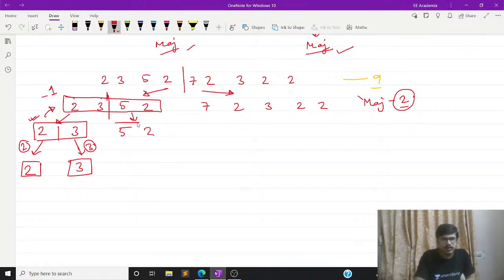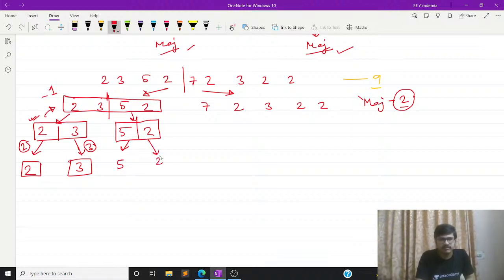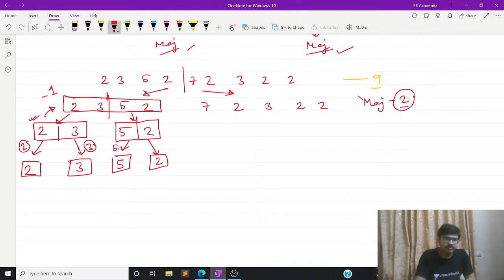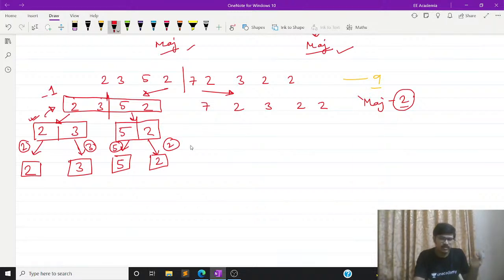Now let's look at this left half, this right half. If we solve these two halves, 5 and 2, in the best case, the majority element can be 5, or the majority element can be 2. Again, the frequency of 5 is 1, the frequency of 2 is 2. So neither of them is the majority element. So this array 5 2 also doesn't have any majority element.